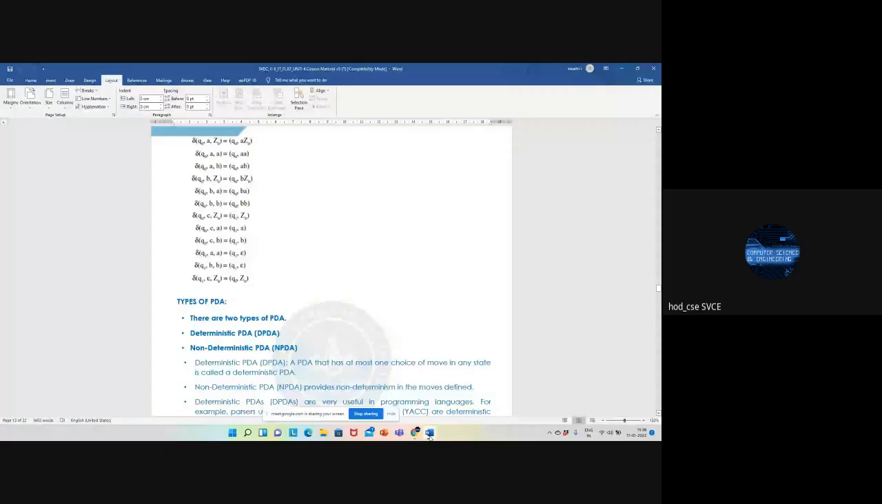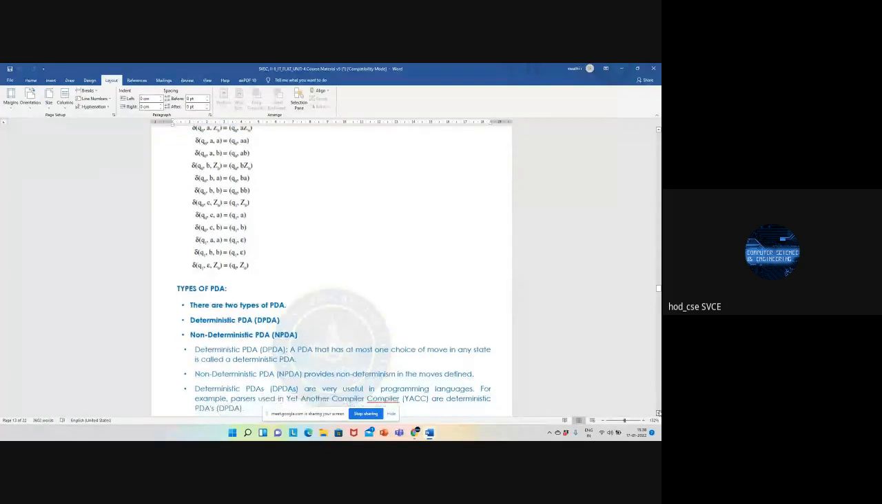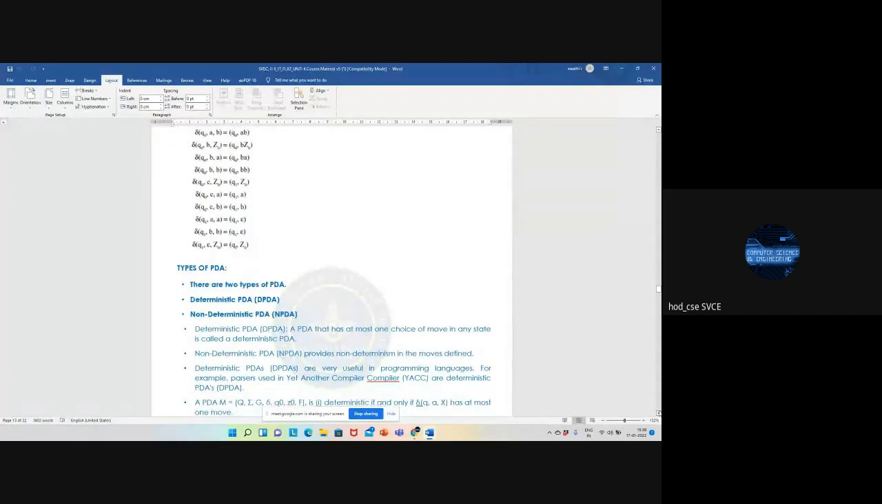Just like finite automata, PDAs are also of two types. Finite automata are of two types. What are those types? What are the different types of finite automata? Deterministic finite automata and non-deterministic finite automata. In the same manner, there are two types of PDAs: deterministic pushdown automata and non-deterministic pushdown automata.